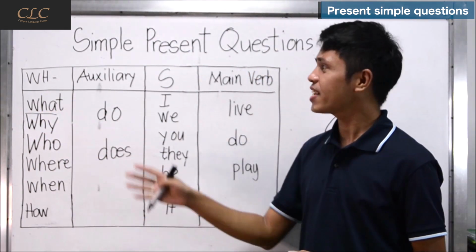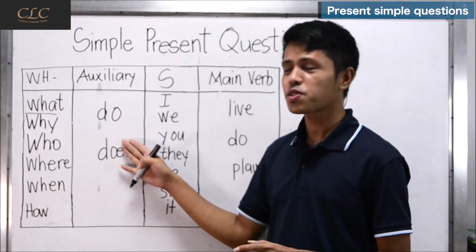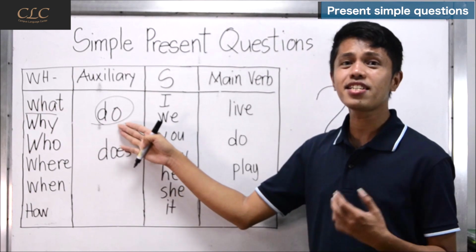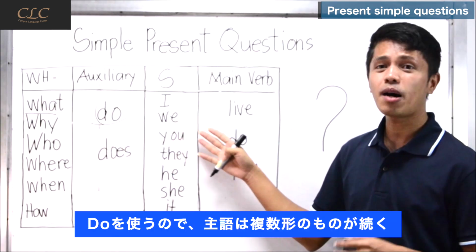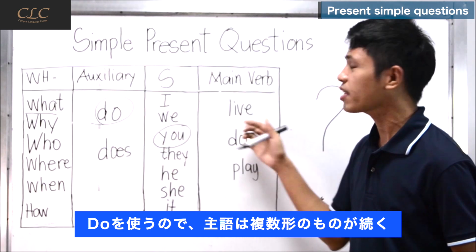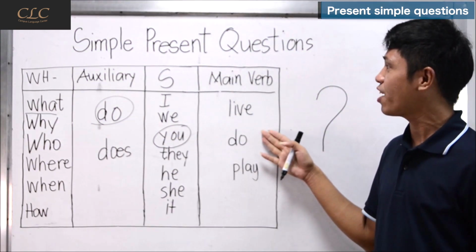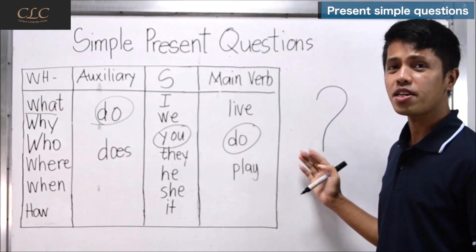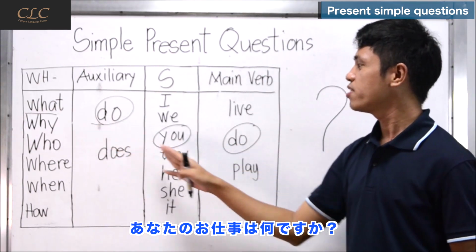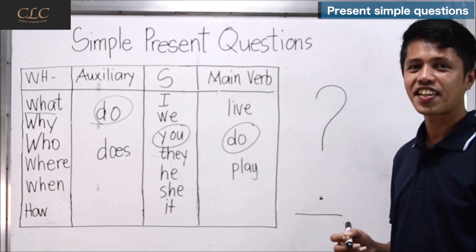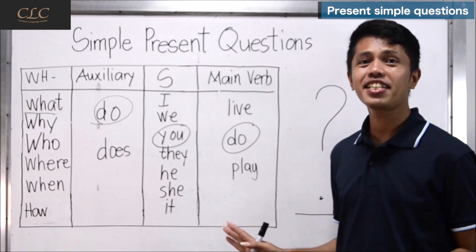Okay, so let's select an auxiliary verb. So let's have do, for example. Since we are using do, we must have a plural subject. Let's have you. And let's select now the main verb, do. So our example is, what do you do? Okay, let's have the second example.